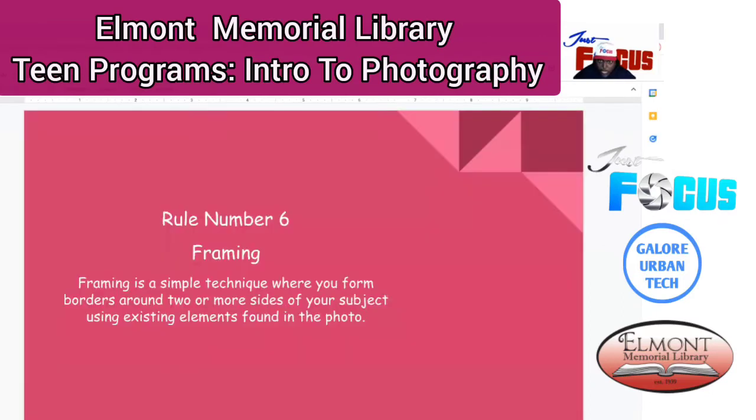So next rule, rule number 6, is framing. Framing is a simple technique where you form borders around 2 or more sides of your subject using existing elements found in the photo.